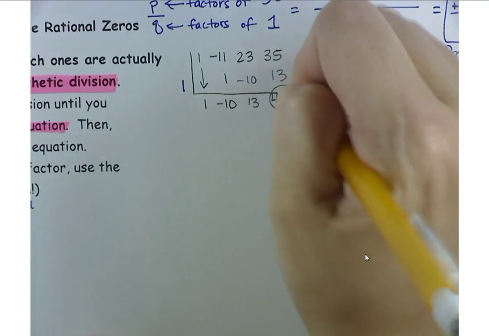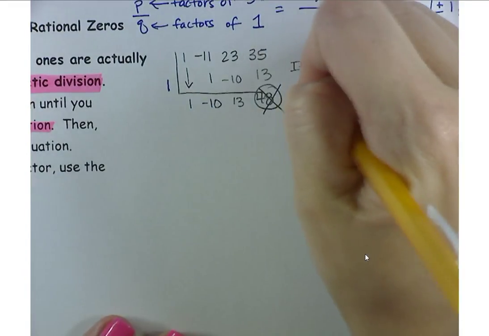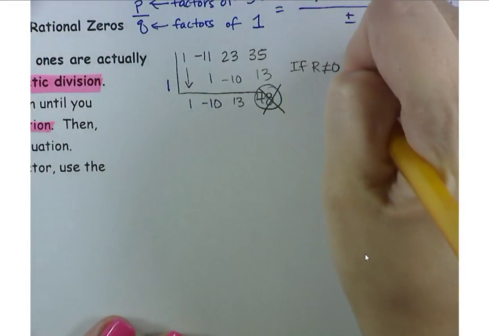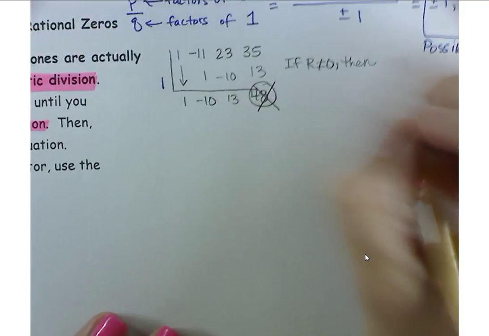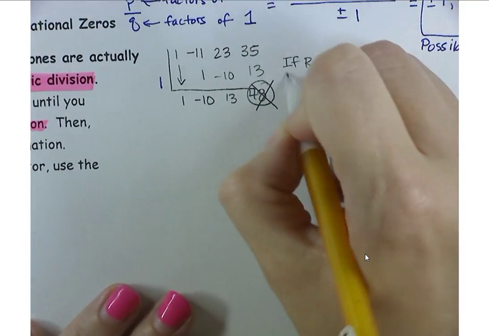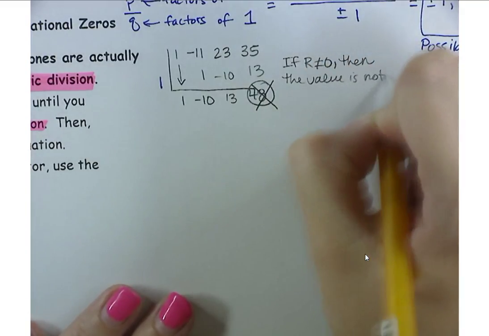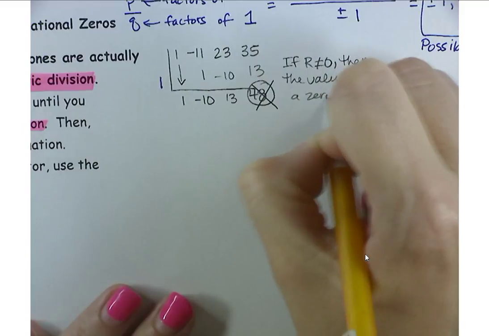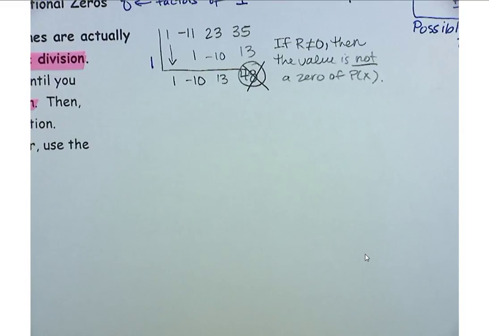Nope. Okay, so if the remainder is not 0, if r does not equal 0, then the value is not a 0 of p of x. Okay, if the remainder is not 0, then the value is not a 0 of p of x. Okay, so I'm going to try again.